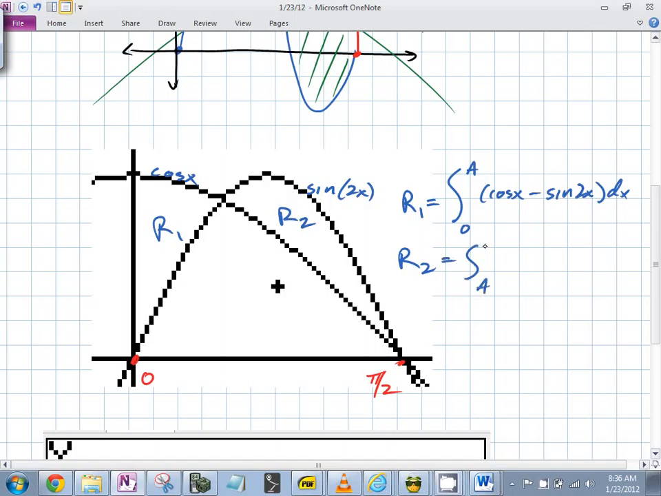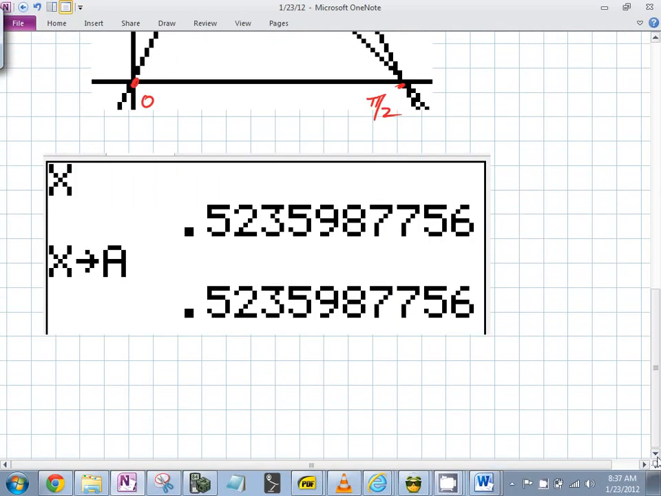The integral from a to 0 of sine 2x minus cosine x dx. Oh, a to pi over 2. Sorry, not 0, pi over 2, exactly. Now, if you have your calculator, you should definitely use it.